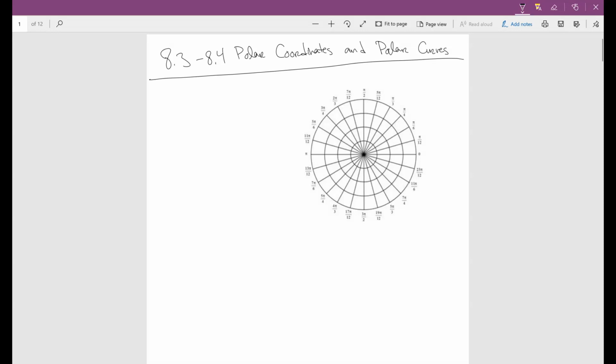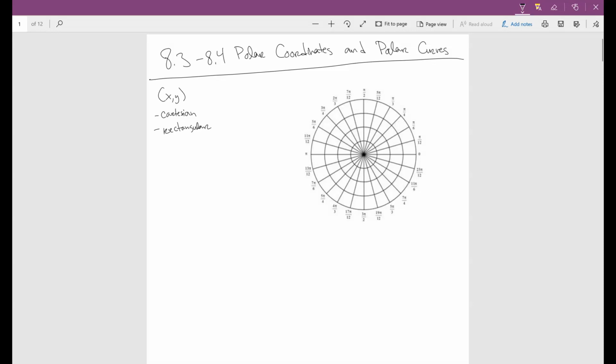So far we've been working with the x and y plane, and we're very, very familiar with this. This x and y plane, we call it the Cartesian coordinate system. We also call it rectangular. So many different names.